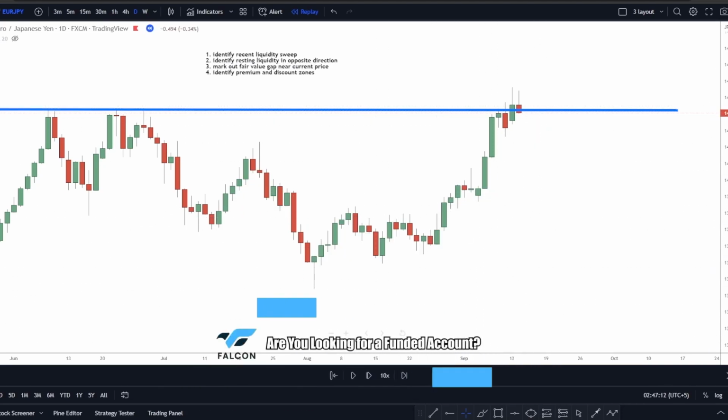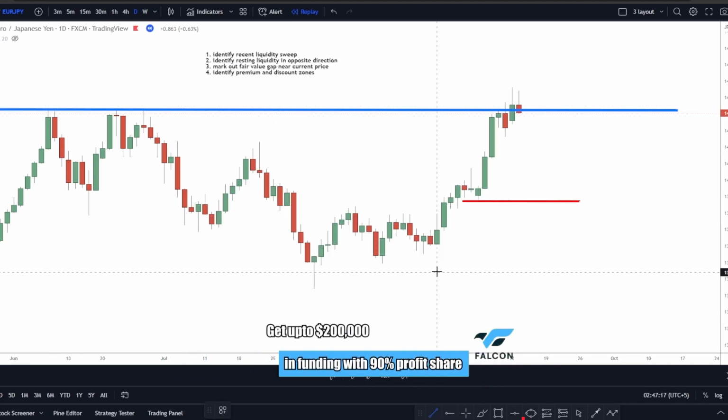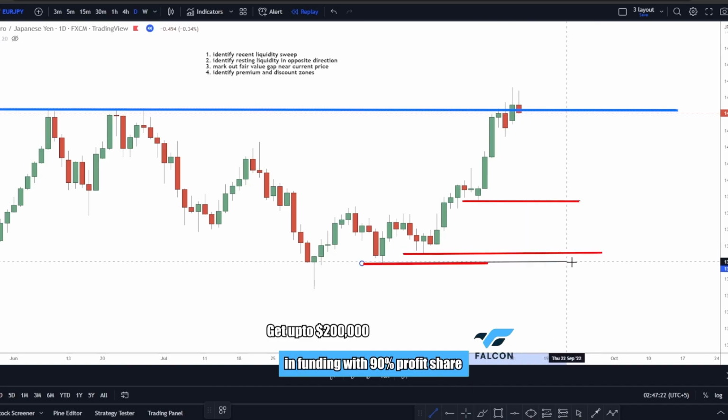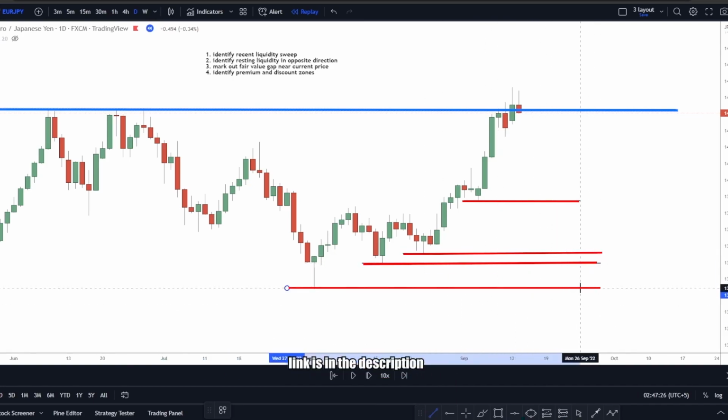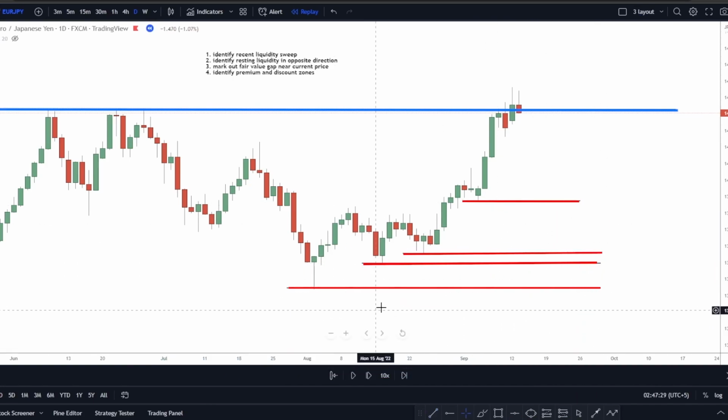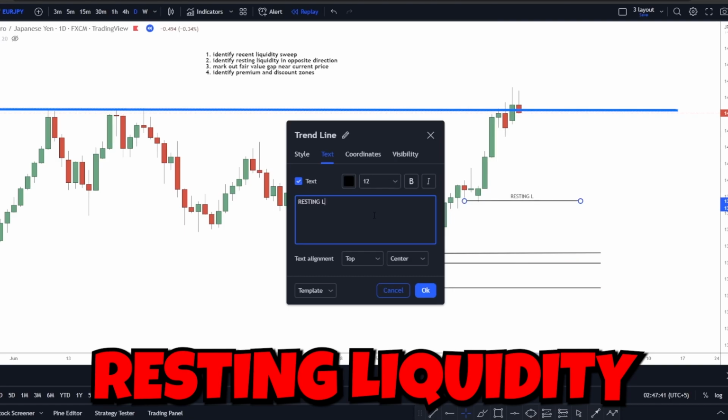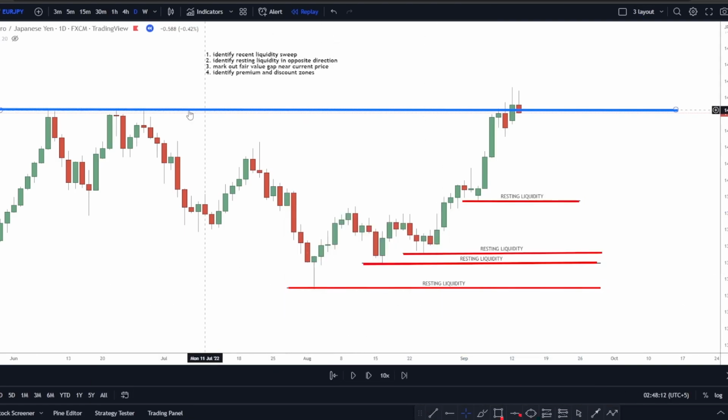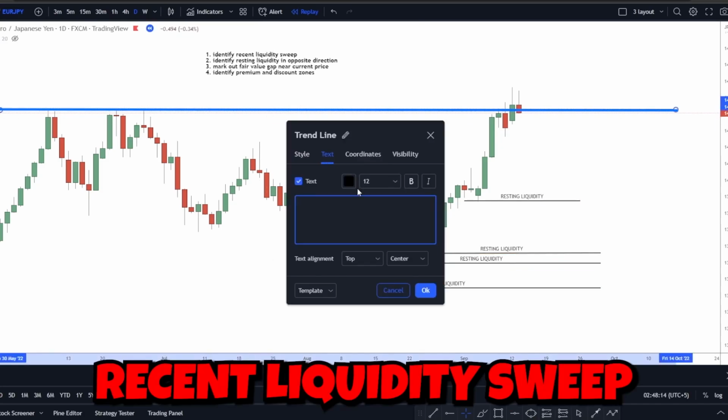Once you identify the recent liquidity sweep, you need to identify where the resting liquidity is. During this buyers movement, we have a liquidity here. We also have a liquidity area here. We have this liquidity zone and the fourth liquidity zone is here. So we have these liquidity zones in the opposite direction and we're gonna call them resting liquidity. And this level right here is our recent liquidity sweep.